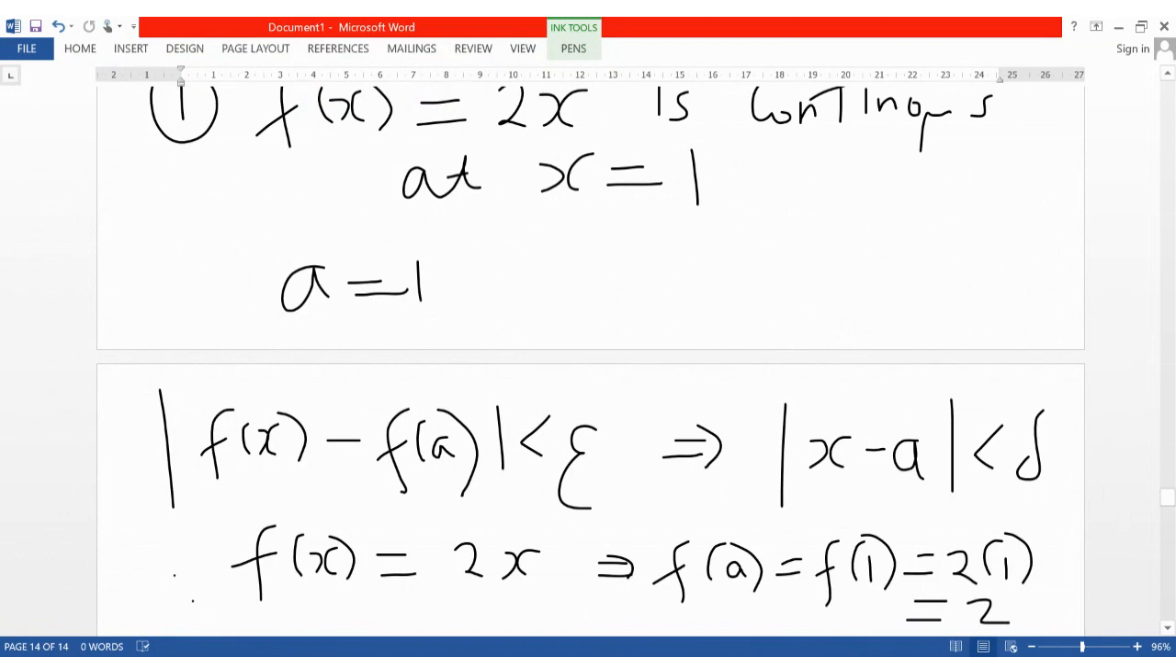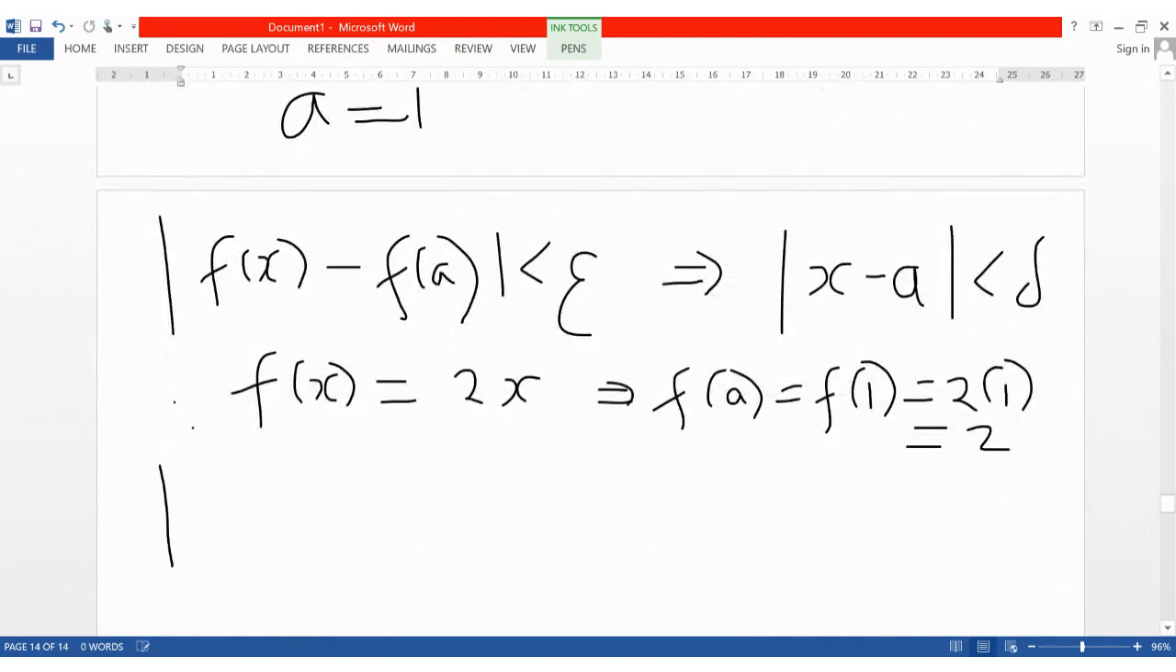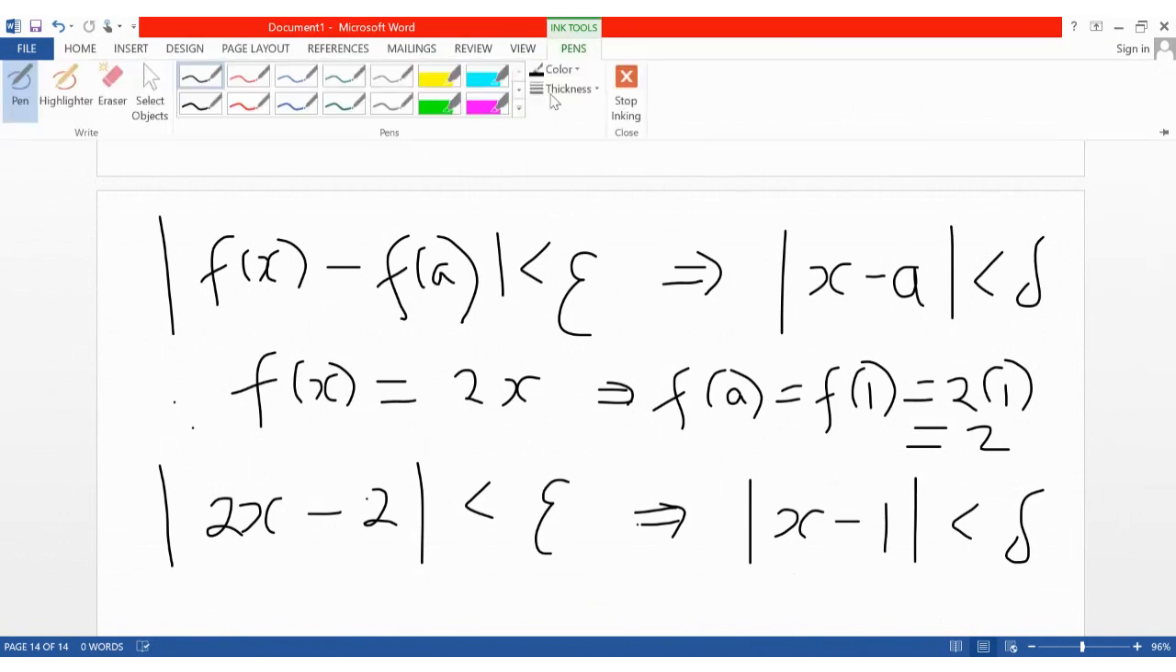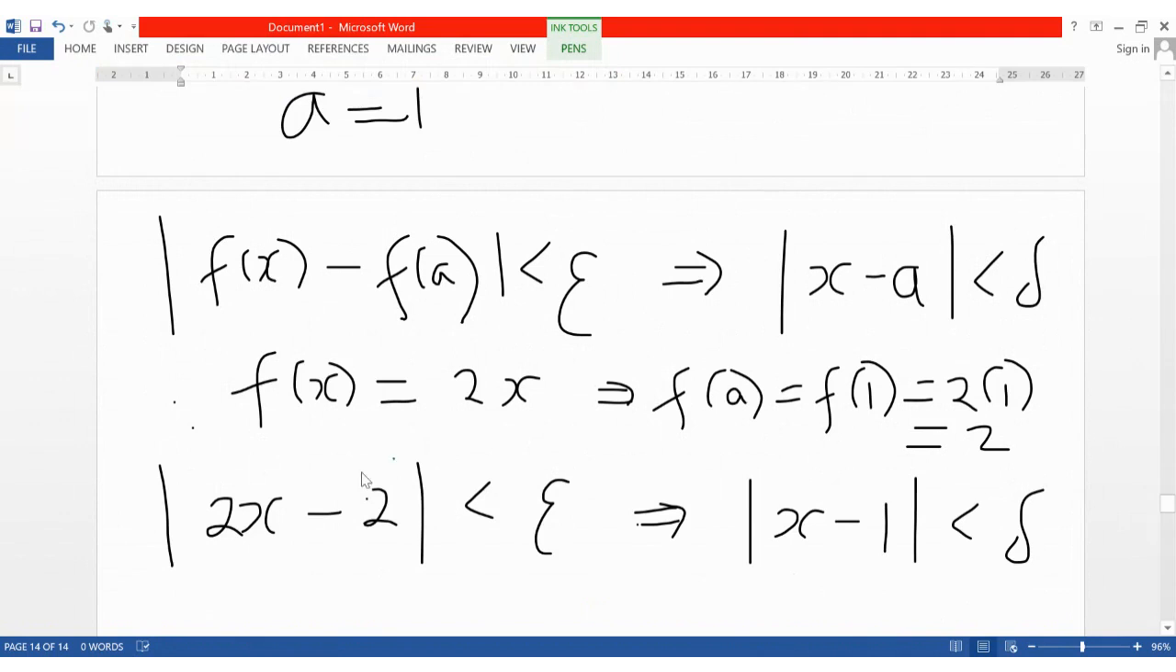So I can be able to replace everything here. So our f of x is what? F of x is what? 2x. 2x minus our a, which is 2, is less than epsilon. Implies that what? X minus what? X minus 1. Is less than delta. We have said our a is 1. So I've been able to replace basically the value of f of a. You can be able to see here, the one that I'm circling, this one is my f of a here. I've been able to replace there my f of a, which is 2.